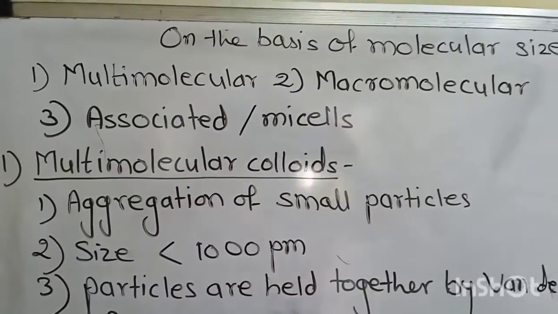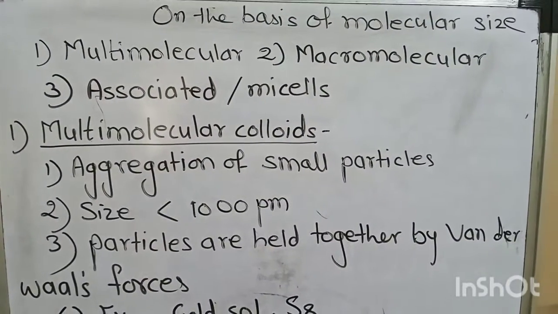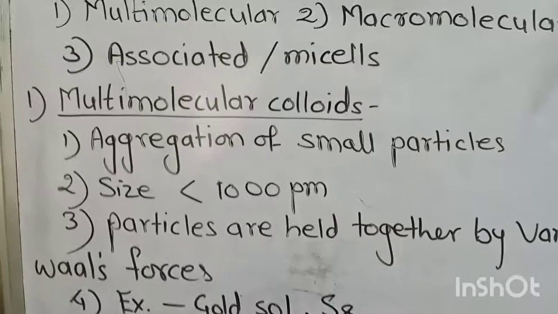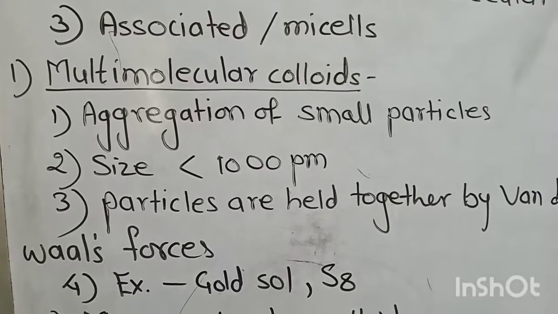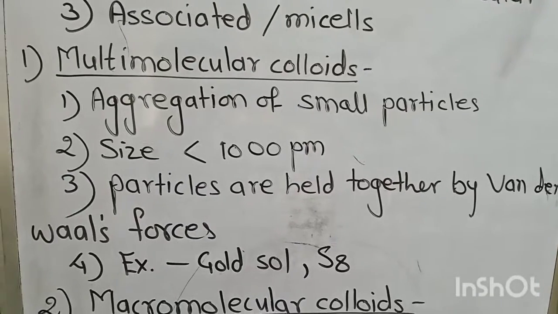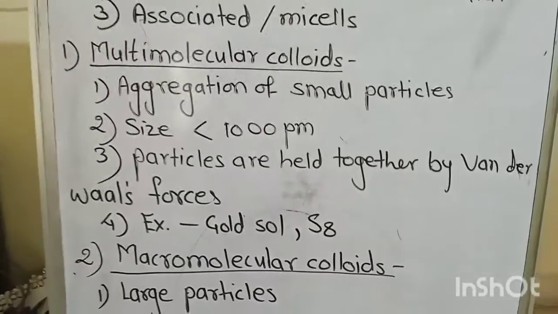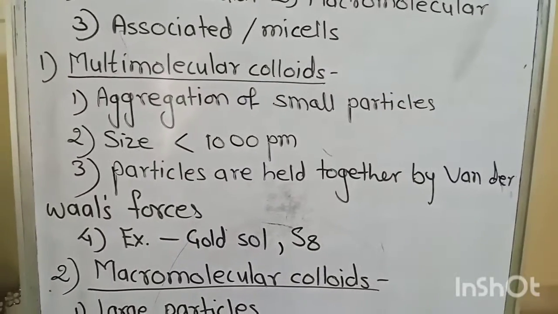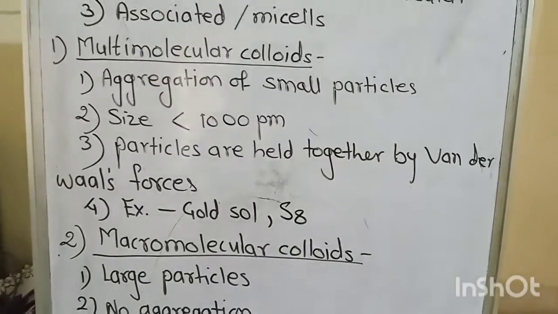Now let's classify colloids on the basis of molecular size. They are of three types: multimolecular, macromolecular, and associated colloids or micelles. First, multimolecular colloids. They are aggregations of small particles, and particle size is less than 1000 picometer. Particles are held together by van der Waals forces. For example, gold sol or S8 colloidal sulfur. These are the examples of multimolecular colloids. So have you followed what multimolecular colloids are? The dispersed phase is in the form of aggregation of small particles.